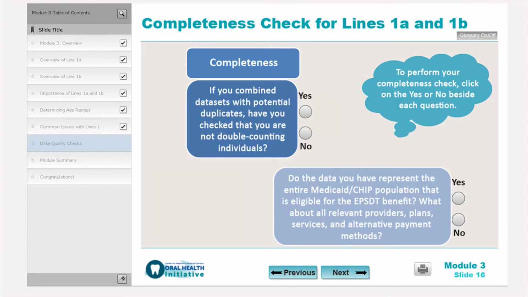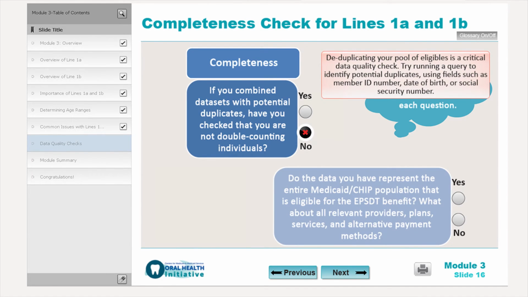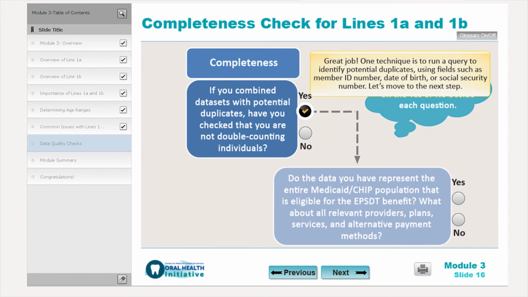Here's the first question. If you combine data sets that may have contained duplicates, have you checked that you are not double counting individuals? If you answered no, remember that deduplicating your pool of eligibles is a critical data quality check. Try running a query to identify potential duplicates using fields such as member ID number, date of birth, or social security number. If you answered yes, great job. One technique to ensure you don't have any duplicates is to run a query to identify potential duplicates using fields such as member ID number, date of birth, or social security number.